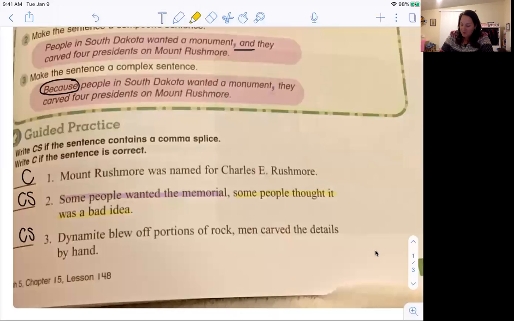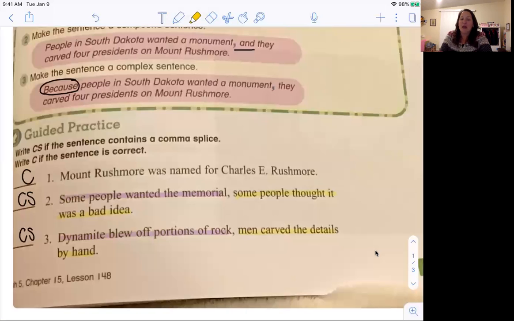Let's look at 3. We have 2 different sentences as well on number 3. We have dynamite blew off portions of rock, and we have men carved the details by hand. So the first way we could fix this is just to make 2 different sentences. The second way we could fix this is to make it a compound sentence. Dynamite blew off portions of rock, and men carved the details by hand. Or we could say, or men carved the details by hand. And then we can also make it a complex sentence. We can say, since dynamite blew off portions of rock, men carved the details by hand. So we can do that either way.